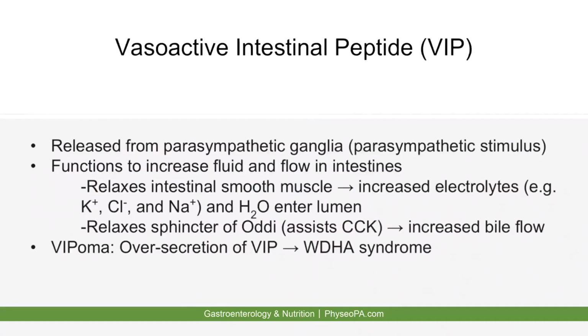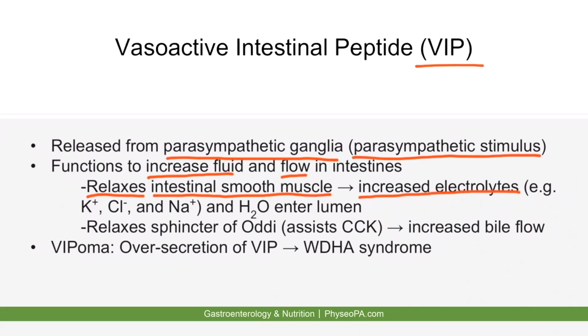So now let's talk about vasoactive intestinal peptide, or VIP. Now this is something that's released from parasympathetic ganglia when there is a parasympathetic stimulus, and it functions to increase fluid and flow in the intestines. And it does this by relaxing intestinal smooth muscle. And when the smooth muscle is relaxed, there will be increased electrolyte release, for example, potassium, chloride, and sodium. And water will then enter the lumen.